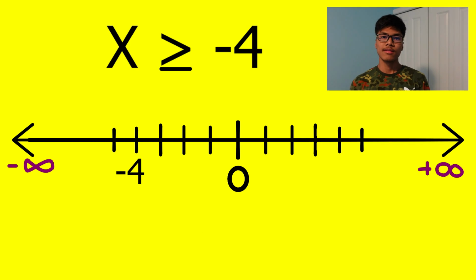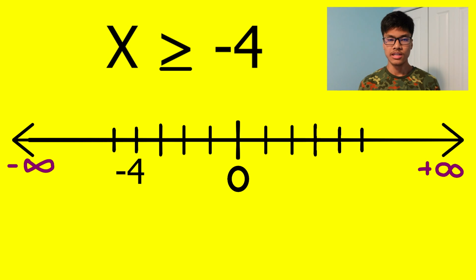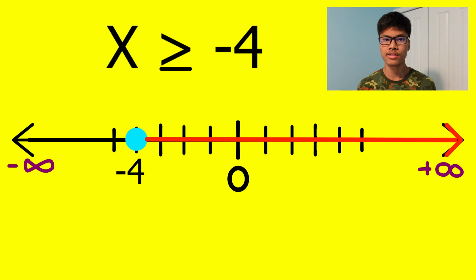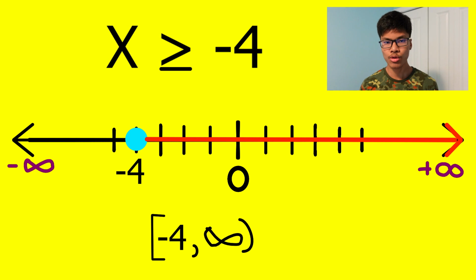Now let's say we have x is greater than or equal to negative 4. Since x is greater than or equal to, we will have a closed circle. So from the closed circle, we will shade to the right side to show that any number that is above negative 4 is the value of x. And to put it into interval notation form, it will be open bracket, negative 4, comma, infinity, close parenthesis. If the number has a closed circle, then it will have an open bracket instead of a normal parenthesis.